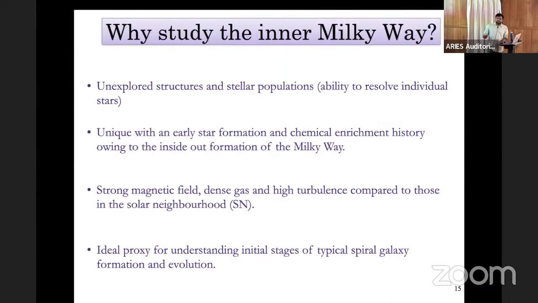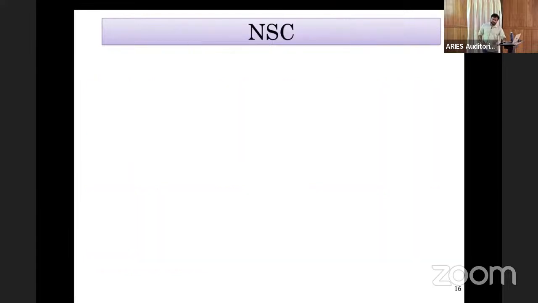So why should we study the inner Milky Way? Because there are many unexplored structures and stellar populations. And in the Milky Way, we will be able to resolve individual stars because it is much closer compared to other galaxies. And this region is unique, with an early star formation and chemical enrichment history because of the inside-out formation of the Milky Way. And the strong magnetic field, dense gas, and high turbulence have been detected in this region, which makes the star formation in this region very different compared to the solar neighborhood. So we can expect a very weird kind of chemical signatures, hopefully. And then these are the ideal proxy for understanding initial stages of a typical spiral galaxy formation and evolution.